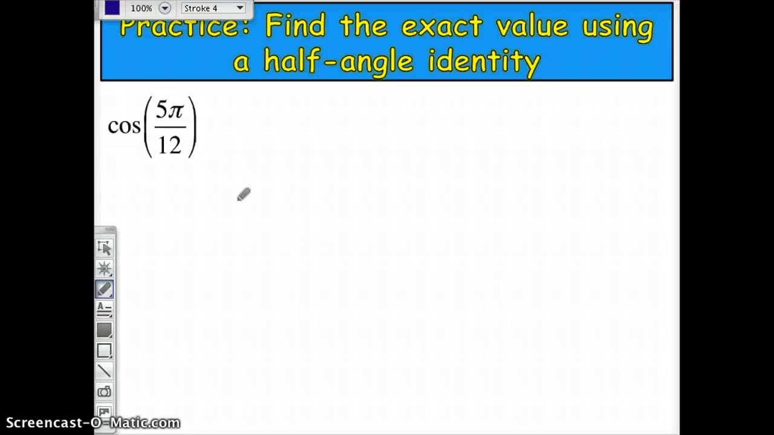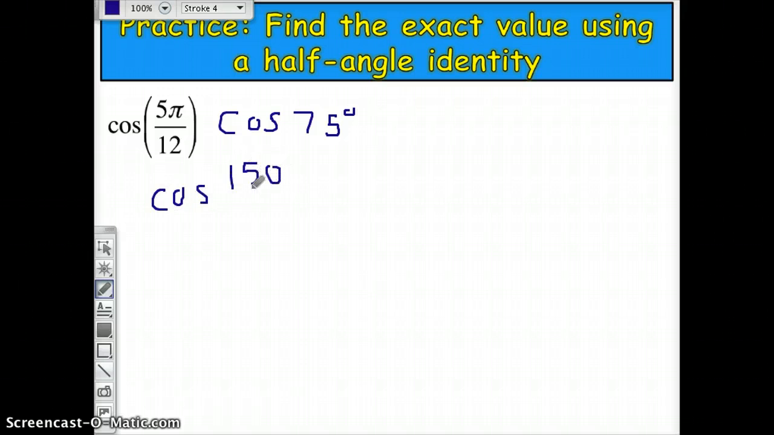Here's a practice problem for you to try. It's the same idea. You're going to follow the same exact steps, except this time you're going to use the cosine formula. So pause it, try it, and press play when you're ready. So when you convert this to degrees, it's cosine 75. And 75 isn't a value on the unit circle, but 150 is. So you are going to find the cosine of 150 over 2.